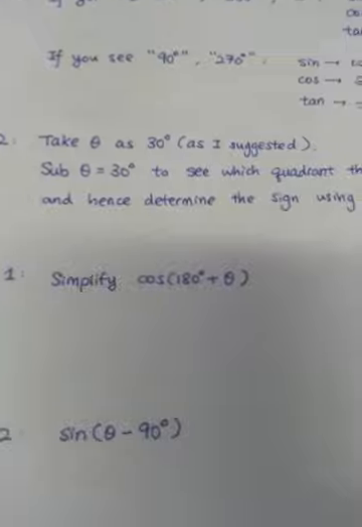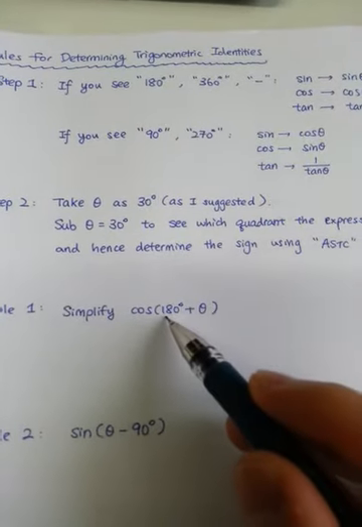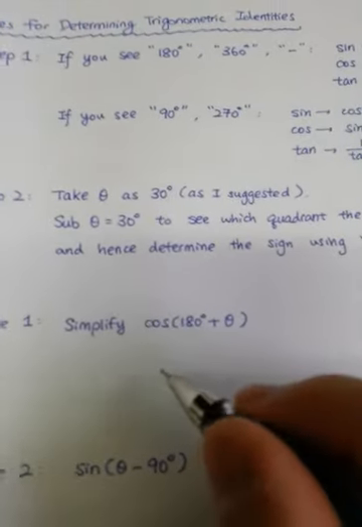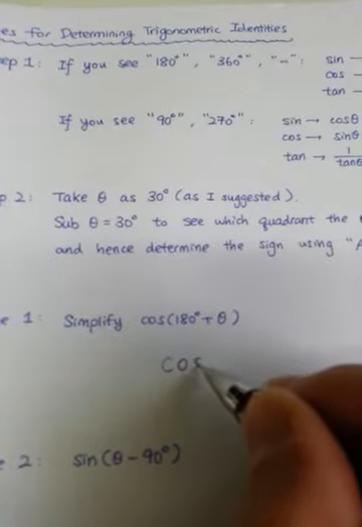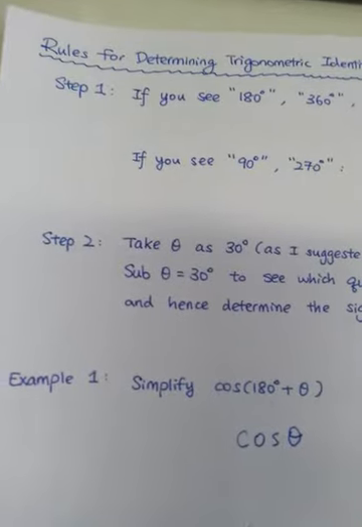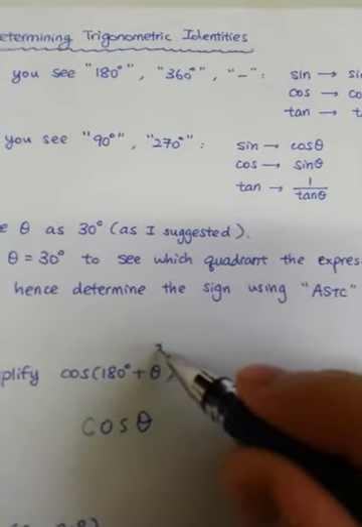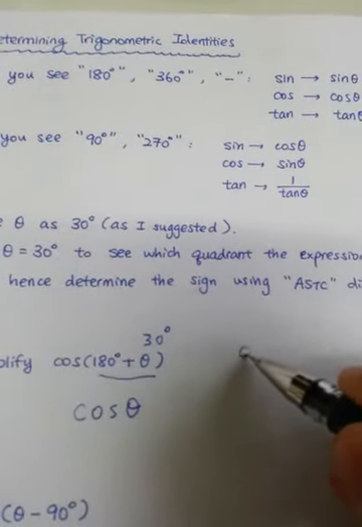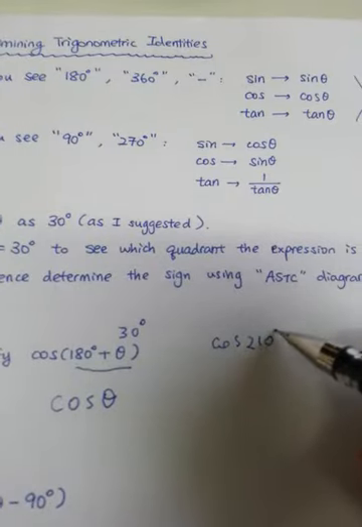Simplify cosine 180 degree plus theta. Okay, first you see 180 based on step 1. Cosine becomes cosine unchanged. Okay, so we can already write cosine theta here. Step 2. Whether it is positive or negative, let's treat theta as 30 degree. It means altogether it is cosine 210 degree.